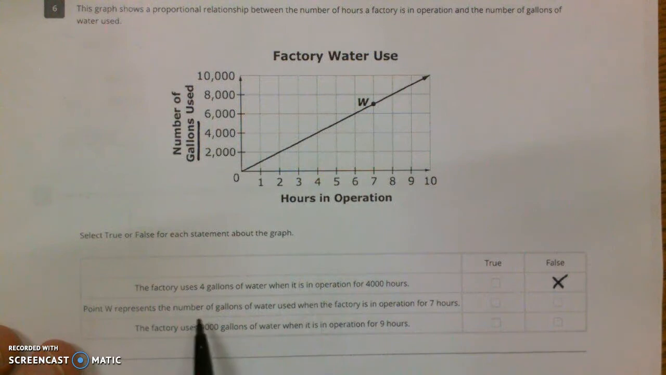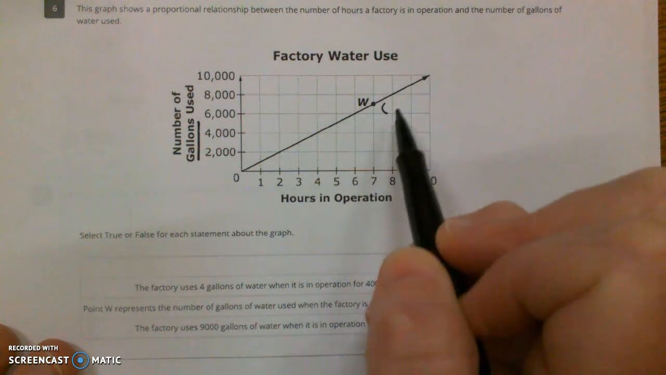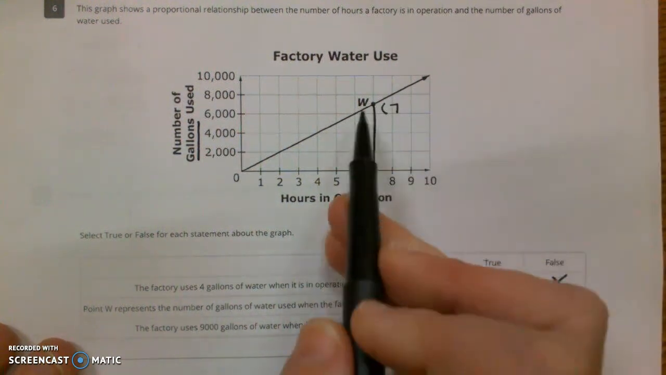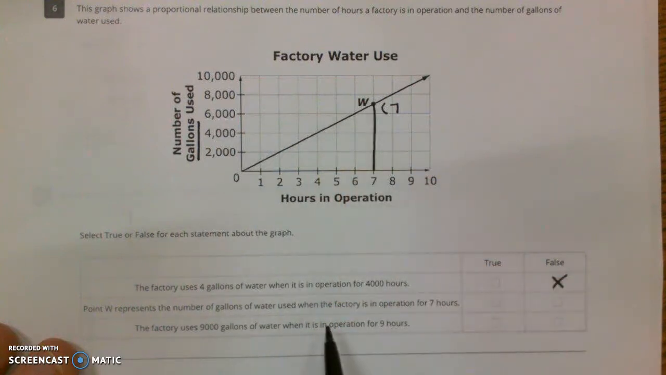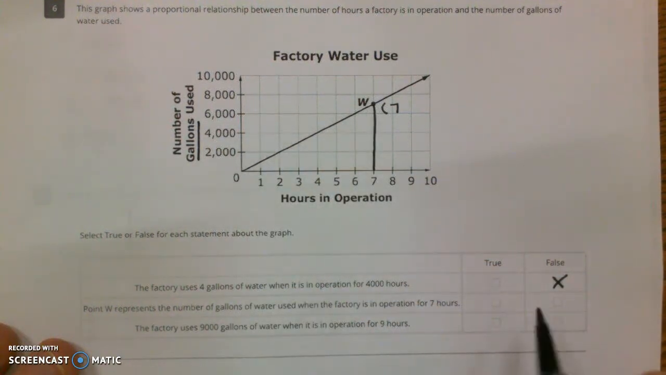Point W represents the number of gallons of water used when the factory is in operation for 7 hours. So this point does represent where x is 7. So it tells us when in operation for 7 hours, how much water is being used. So that would be true.